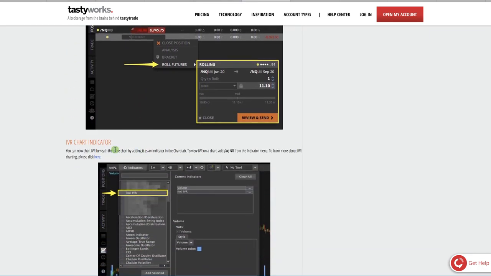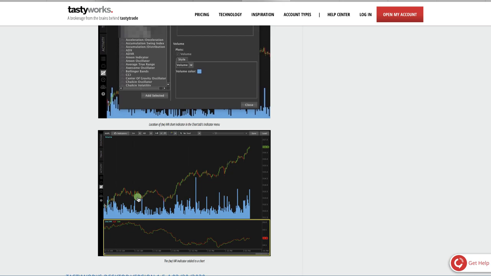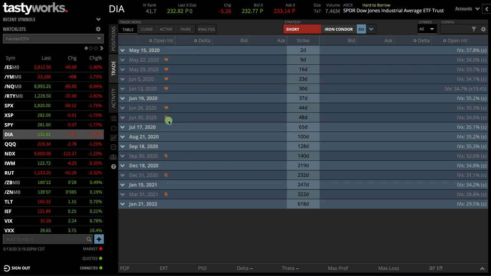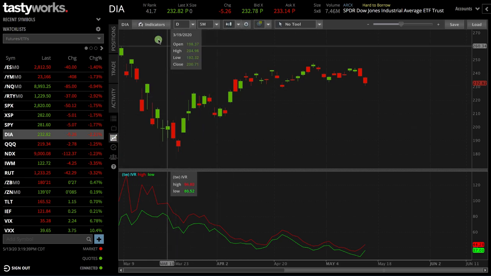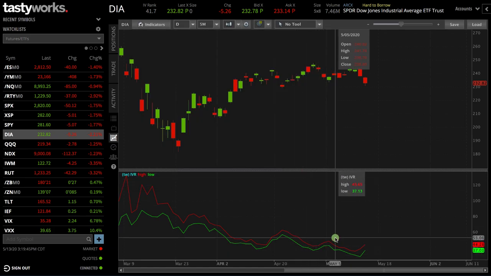And then lastly, IV chart indicator. So finally, they've created an indicator for implied volatility that you can put directly on your chart. Let's go to the platform and take a look live. I'm on DIA. If you just click on your charts, go to indicators, it's the first one, TWIVR, you can add that. And then this is what it'll look like.